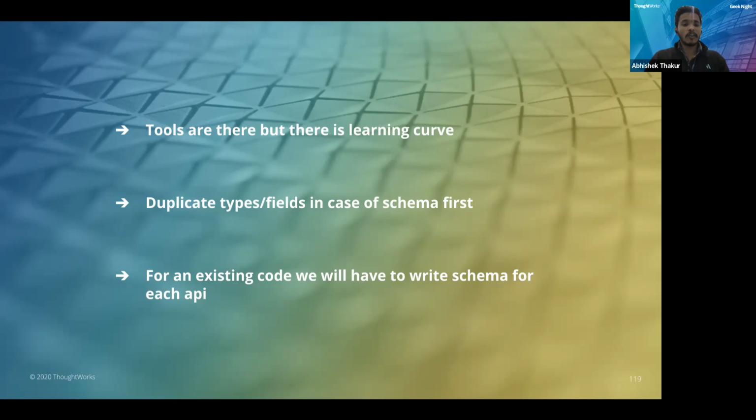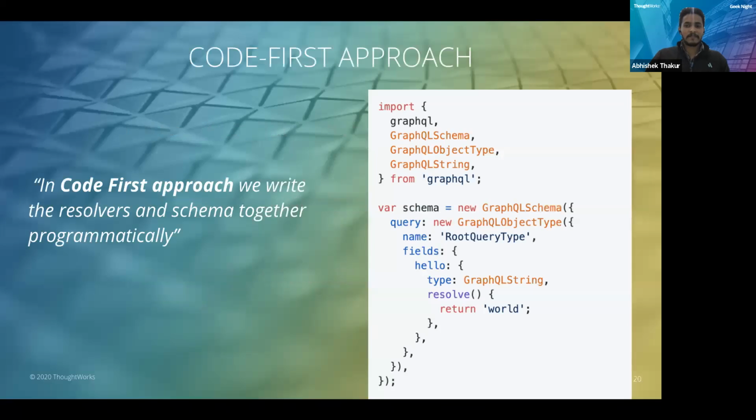Now it is not about what is good or what is bad. It is about when to use what. In the code first approach, we write the resolvers and the schema together programmatically. In the schema first approach, we first write the schema, and for that we should know everything beforehand: these are the types, these will be the fields. But in case of code first, you will be writing the schema and the resolvers together. Now you know, okay, this is the schema and this is the data that I have to return. You're writing both things together.